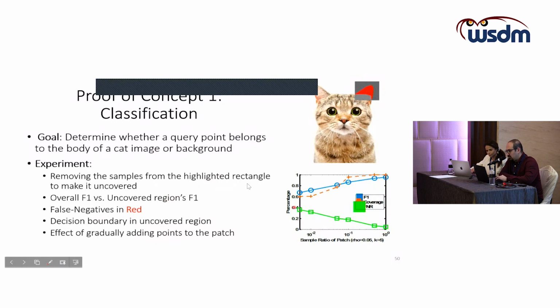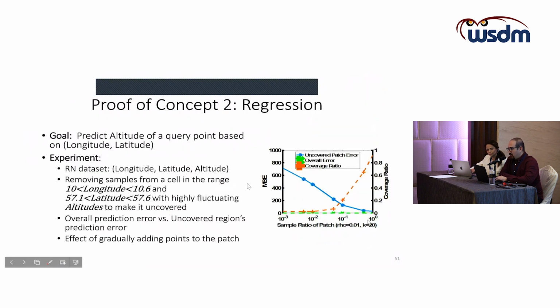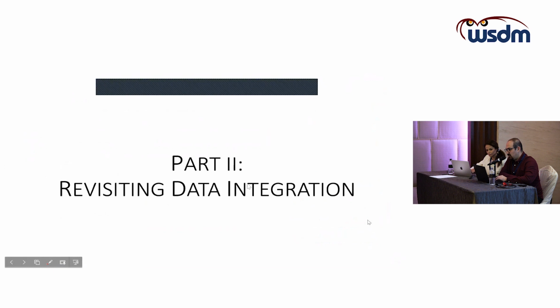So we initially have pretty bad false negative, close to 0.4, and a low F1. But as the coverage increases, we see that the false negative rate quickly drops, and also F1 quickly increases. Okay, with that, I want to conclude part 1.